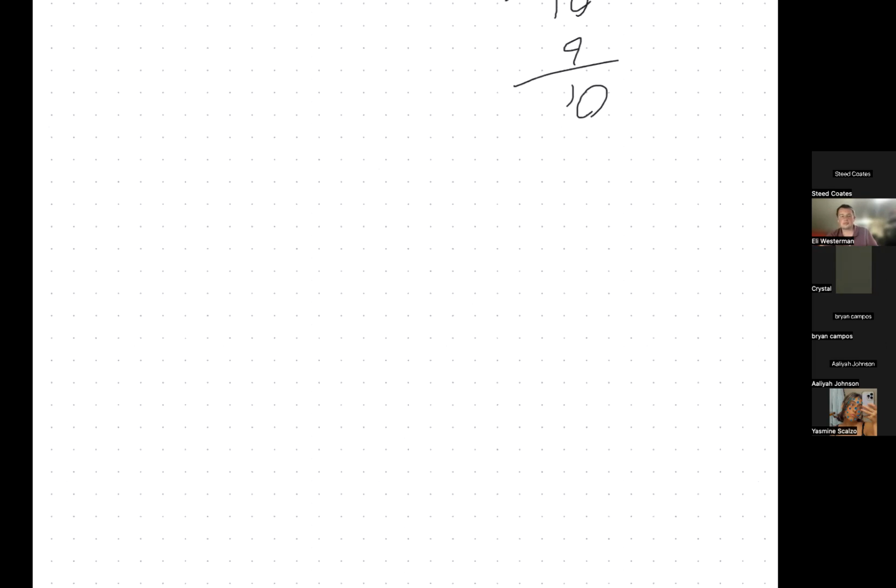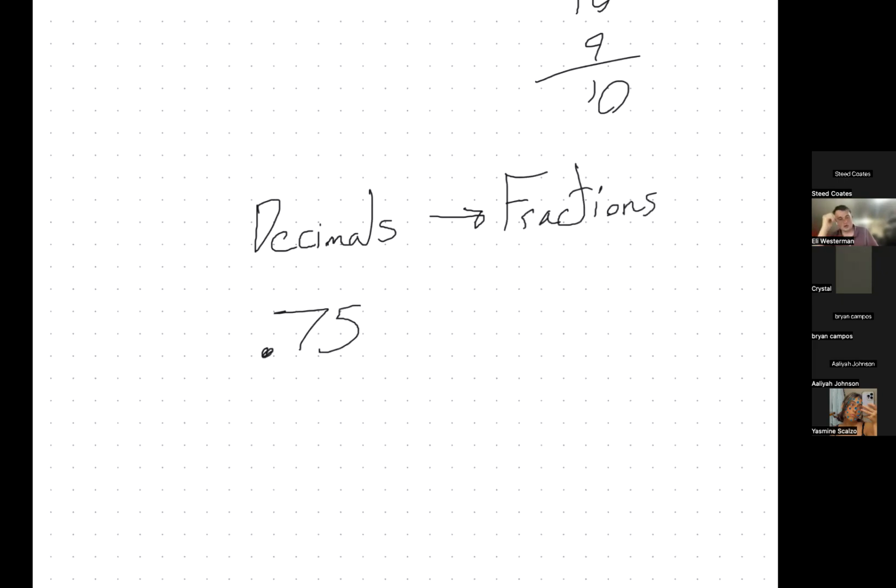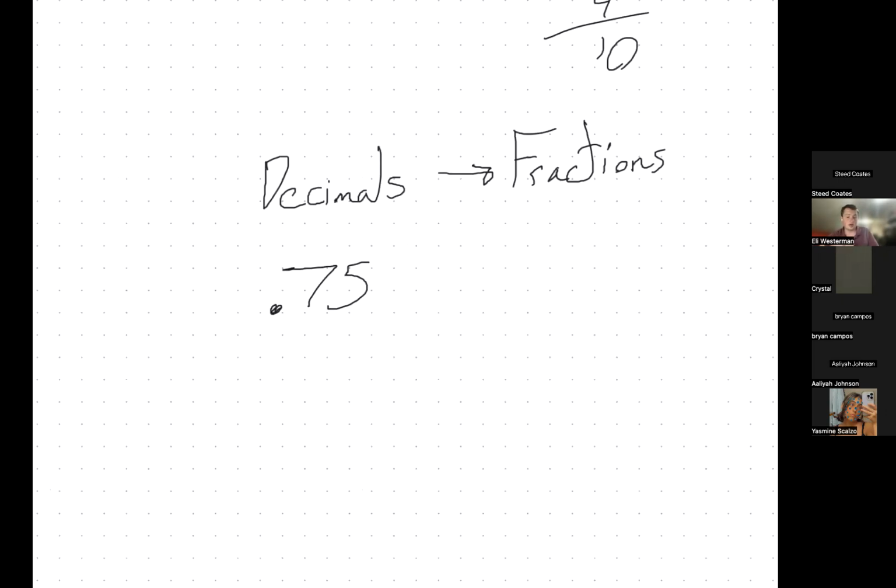Okay, so let's go now to decimals to fractions. This is kind of hard. Decimals to fractions. Now what we're going to do, so 0.75, is we're going to do 0.75 and we're going to divide it by 1.